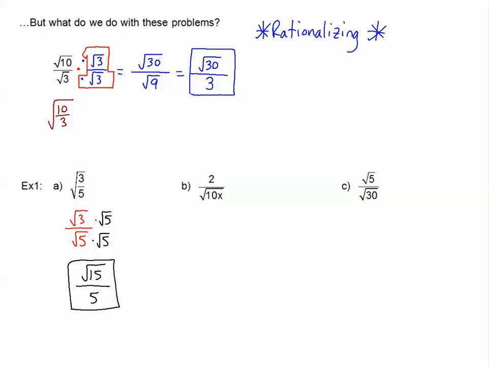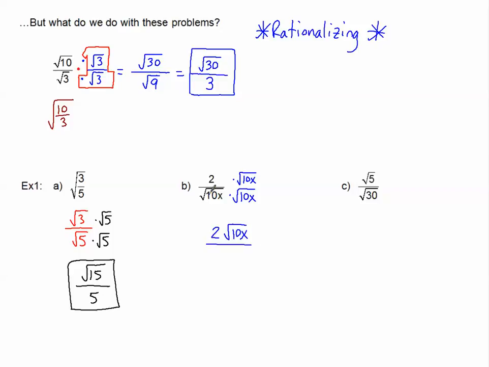Let's see what happens in example 1b. There's a radical in the denominator. That's breaking rule number 1. So I'm going to multiply the denominator by the radical that I see, the square root of 10x, and the numerator by the square root of 10x. I'm multiplying the numerator. I'm multiplying the denominator. Now the numerator did not have a radical, so it's just 2 times the square root of 10x. Remember, the things on the outside stay on the outside. The things on the inside stay on the inside.